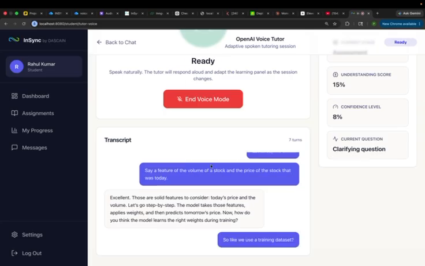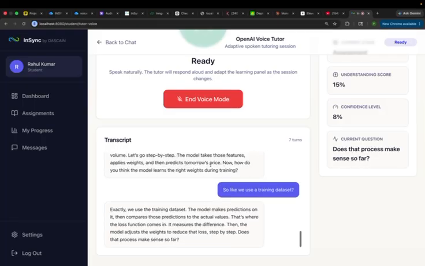Exactly. We use the training dataset. The model makes predictions on it, then compares those predictions to the actual values. That's where the loss function comes in. It measures the difference. Then, the model adjusts the weights to reduce that loss, step by step. Does that process make sense so far?